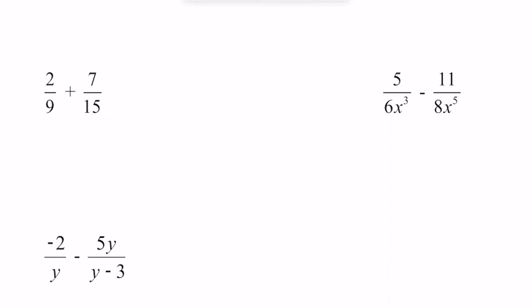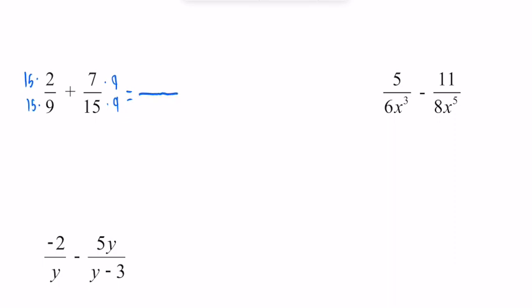And the easiest way to get a common denominator for two fractions is to multiply the top and bottom of the first fraction by whatever's on the bottom of the second fraction, and to multiply the top and bottom of the second fraction by whatever's on the bottom of the first fraction. For example, for 2/9 plus 7/15, I'm not going to take my time to figure out what the least common denominator is. I'm just going to go ahead and multiply the top and bottom of my first fraction by 15 and multiply the top and bottom of my second fraction by 9.